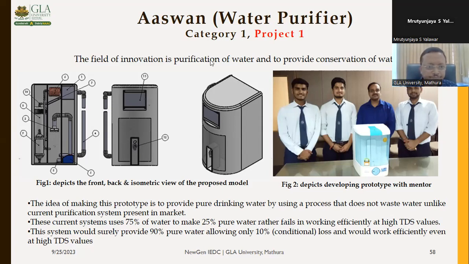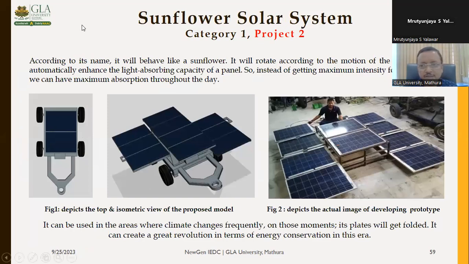Similarly, see, this is another one: the sunflower solar system. It is just like a sunflower, a particular flower. When light comes, it opens like this. So this solar system is made like this.